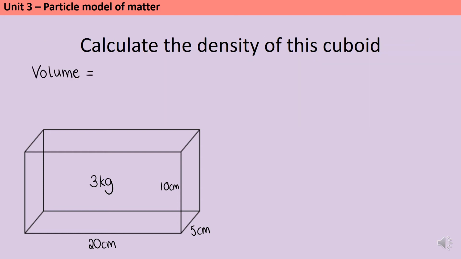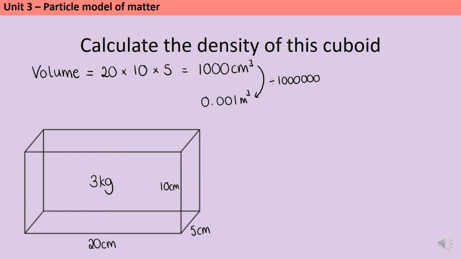So the volume of a rectangle is found by multiplying the length by the width by the height. If I multiply all of those together, I get 1,000 centimetres cubed. But as we know, these aren't the appropriate units for measuring density, so we're going to need to convert. 1,000 centimetres cubed divided by 1 million is 0.001 metres cubed.